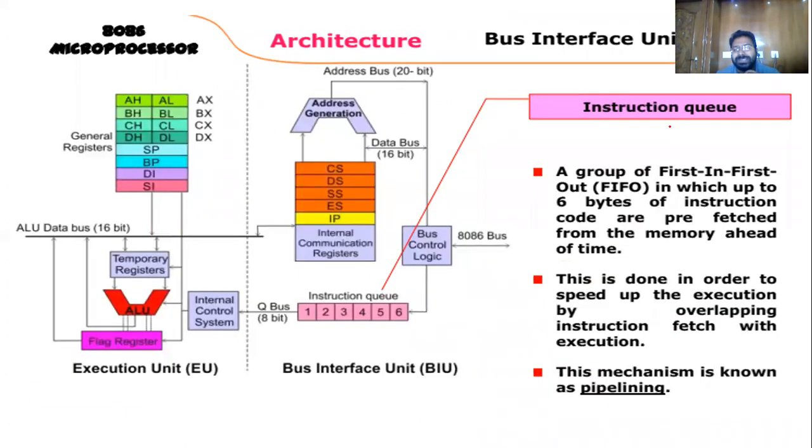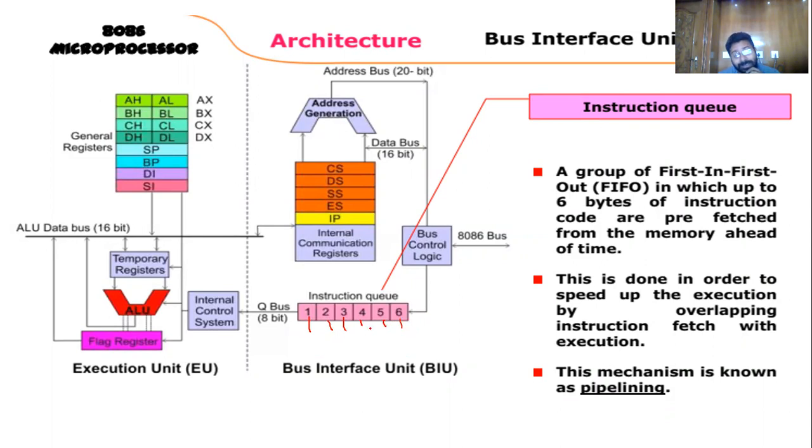Then coming to the instruction queue. What is the advantage of this instruction queue? What is the size of this instruction queue? 6 bytes. So 6 bytes of instructions are available. This one is 6 bytes, this one is 6 bytes.